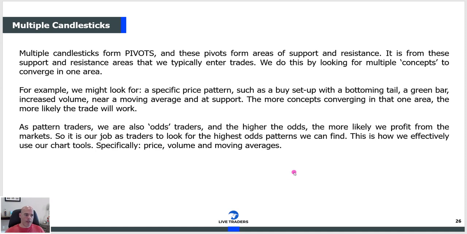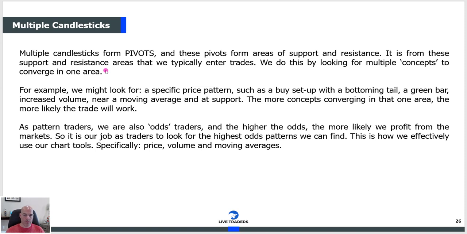So multiple candlesticks form pivots, and these pivots form areas of support and resistance. It's from these support and resistance areas that we take trades. And we do this by looking for multiple concepts to converge in one area. Underline that right there. We do this by looking for multiple concepts to converge in one area. I don't want one concept to converge in one area.